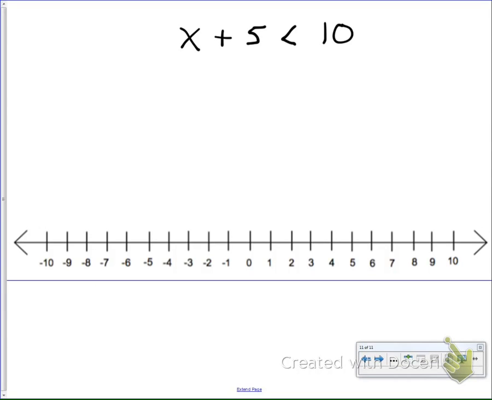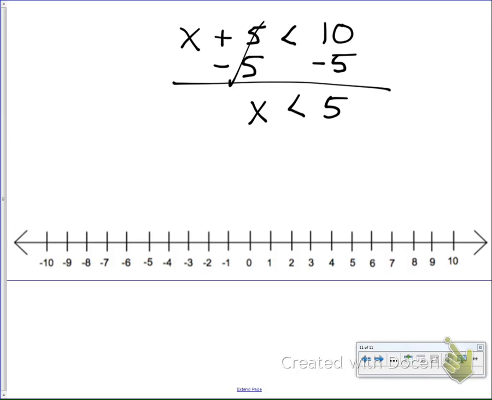Okay, what I want to talk about real quick is putting our inequalities onto a number line. Now, first thing, when you're given an inequality like this, you treat it just like if it were an equation. You solve it the same way. So first thing is I have a positive 5. I need to have a negative 5 on both sides so I can isolate my x. These cancel out and I'm left with x is less than 5.